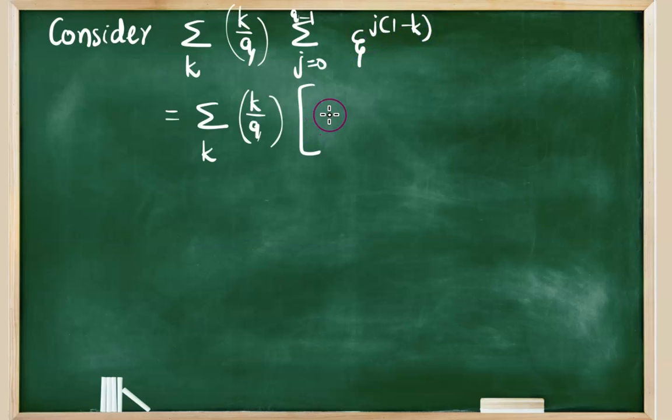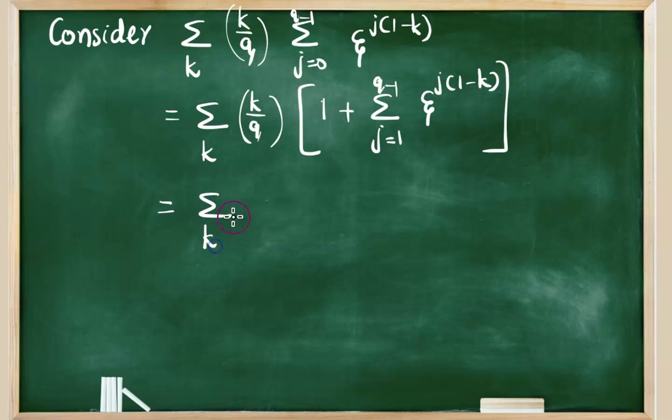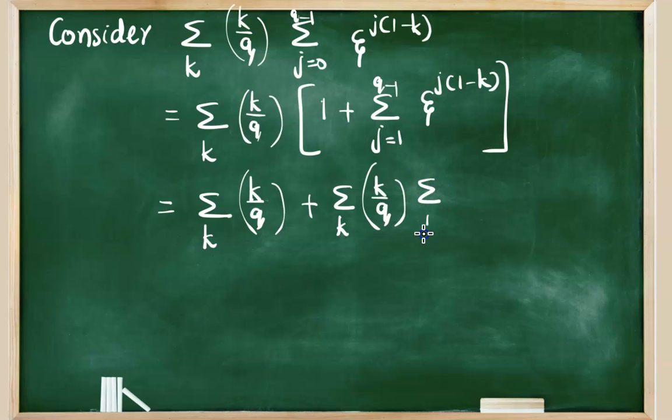The term corresponding to j equal to 0 will be theta raised to 0 into 1 minus k, that is theta raised to 0, which is 1, plus summation j varying from 1 to q minus 1 theta raised to j into 1 minus k. This is equal to summation over k, Legendre symbol k by q into 1, plus summation over k, Legendre symbol k by q into summation over j varying from 1 to q minus 1 theta raised to j into 1 minus k.